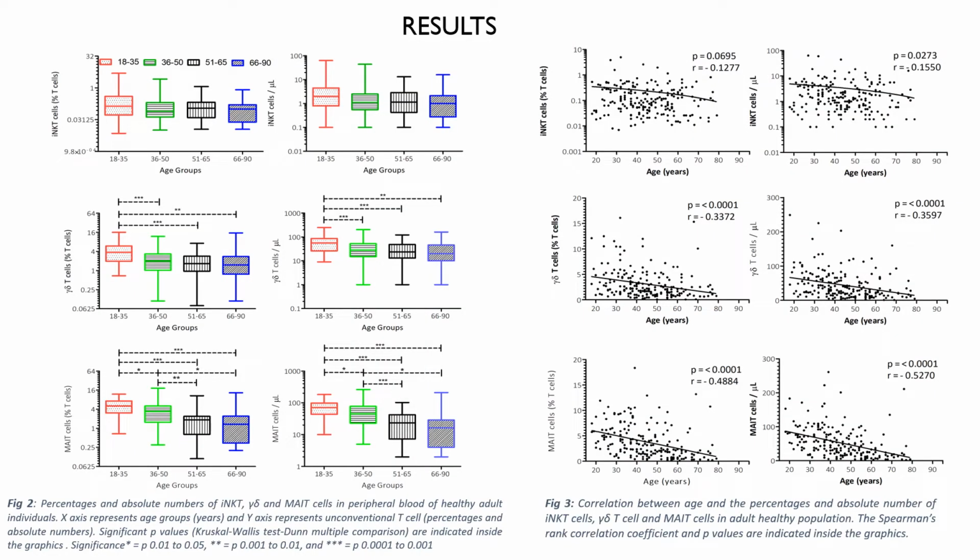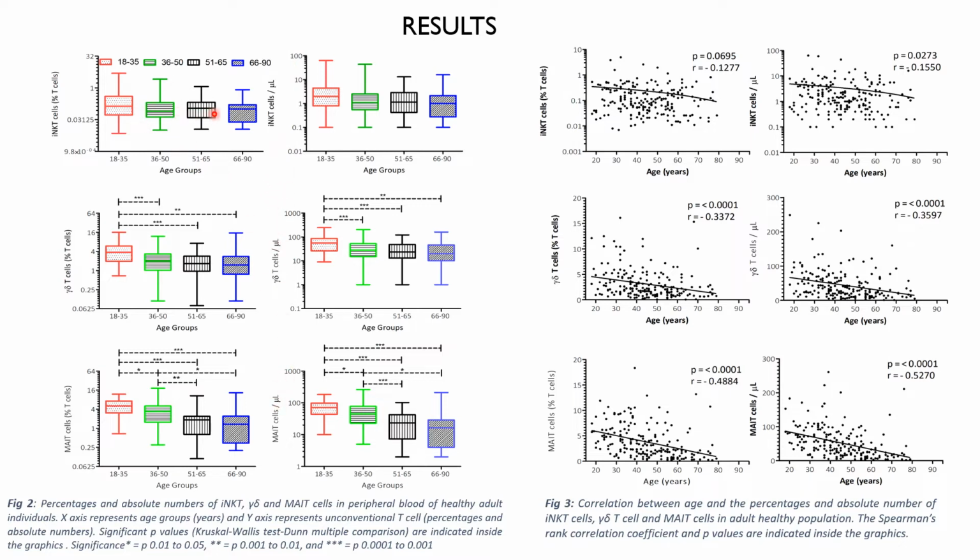The Kruskal-Wallis test with multiple comparison analysis has been performed to compare the age groups. The x-axis represents the age group and the y-axis represents the unconventional T cells; these are the percentages of the unconventional T cells, and these are the absolute numbers of the unconventional T cells, respectively.